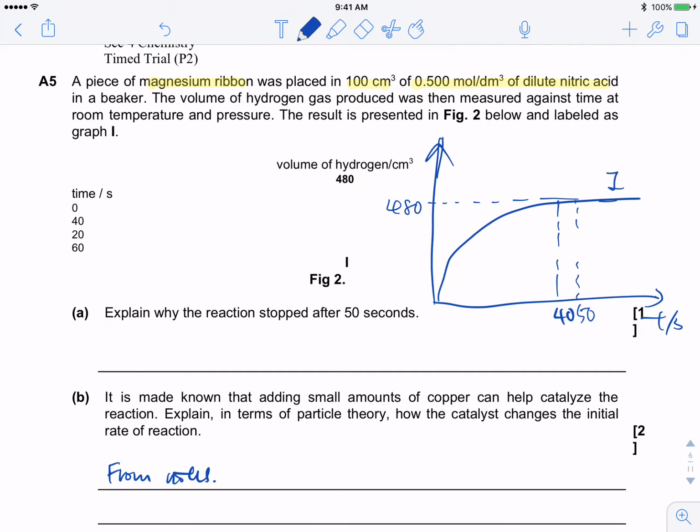Actually, they didn't say what is in excess and what is not, so you can just say that the reactants were used up.